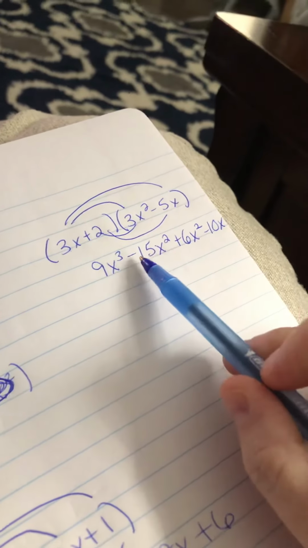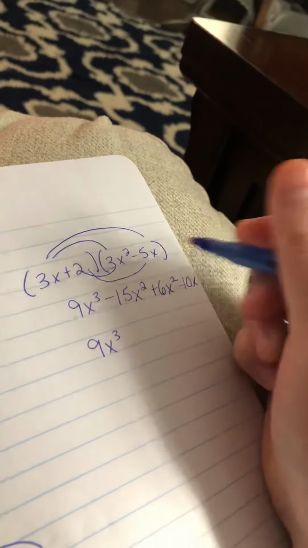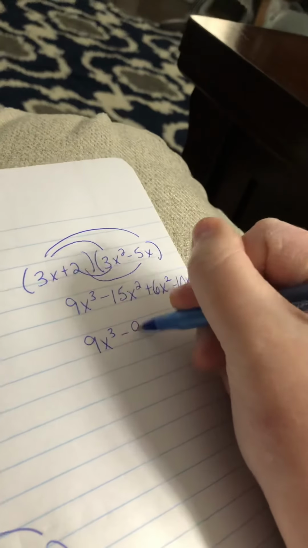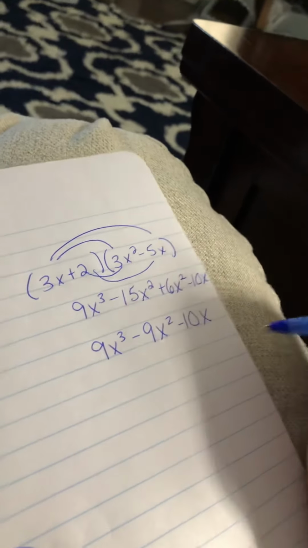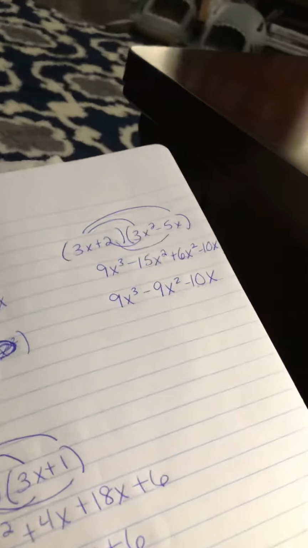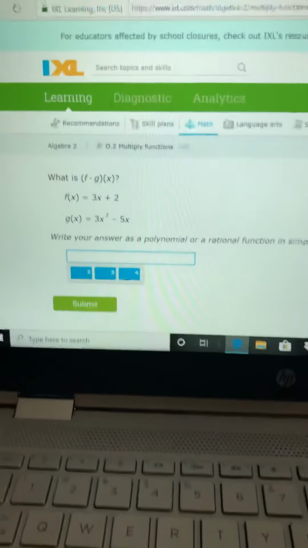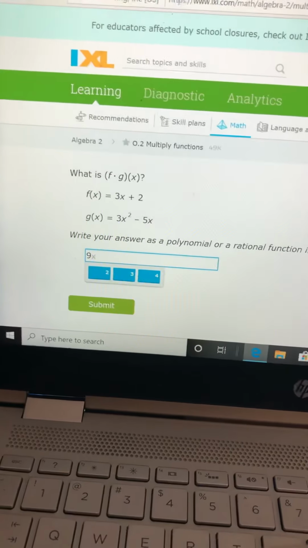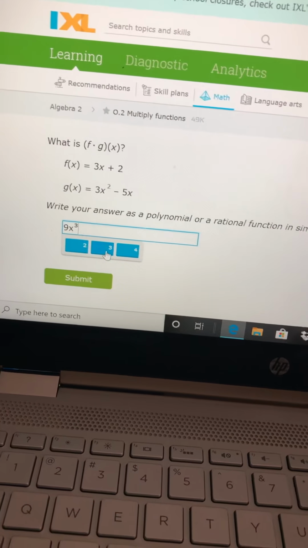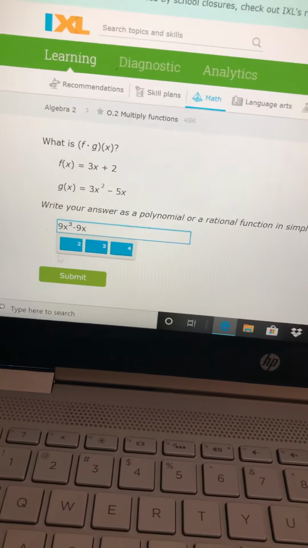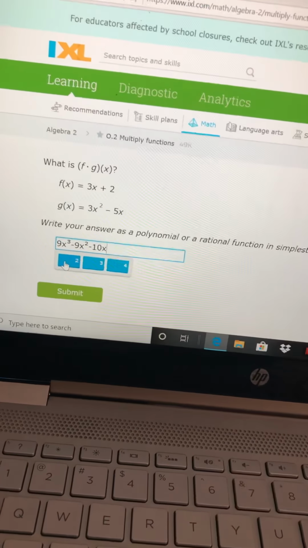Combine the middle. Negative 15 plus 6 is going to have to go together. So negative 15 plus 6 is negative 9. And all the front and the back, they just drop down, those terms. So 9x cubed, subtract 9x squared, subtract 10x. 9x to the third, subtract 9x to the second, subtract 10x.